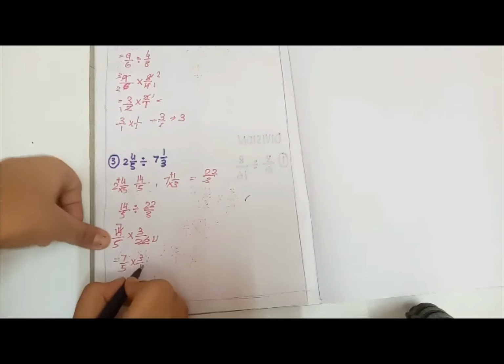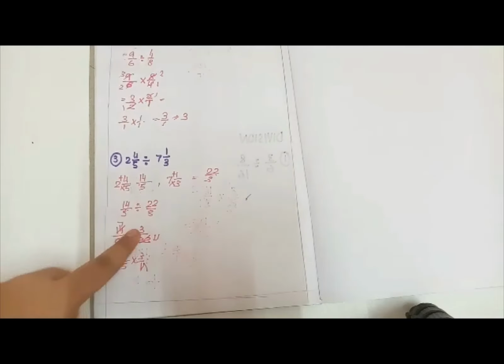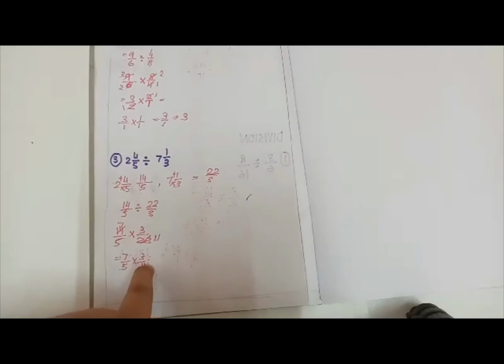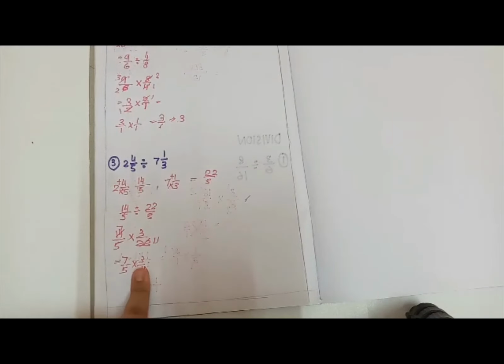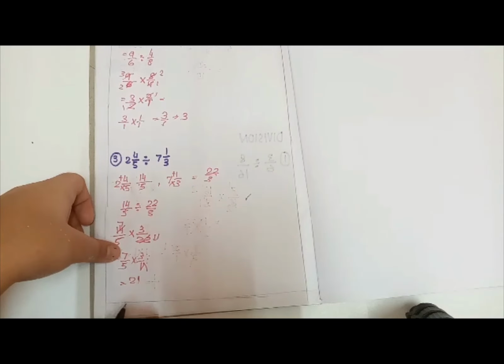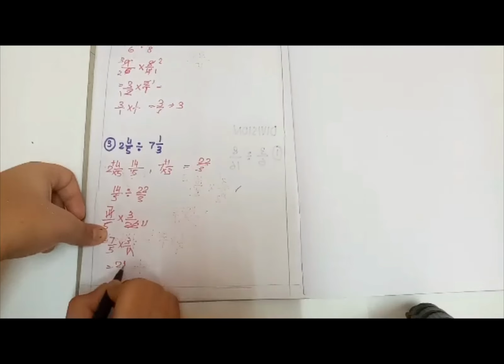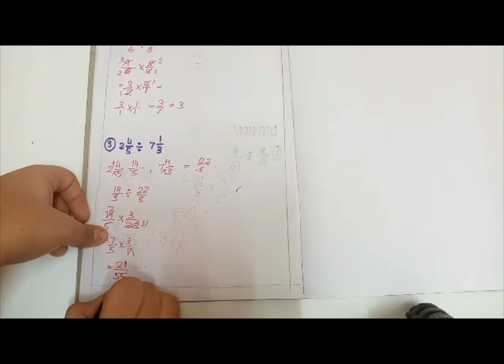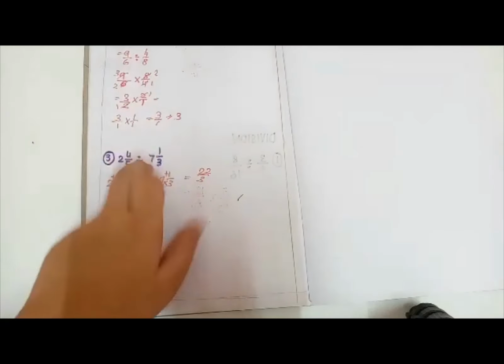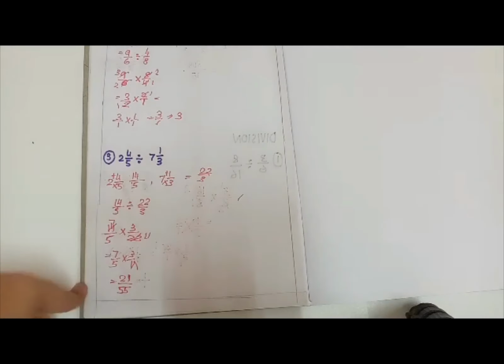So for multiplying the fractions, if we cannot cut anything, at last multiply the numerator with numerator and denominator with denominator. So 7 into 3 is 21 and 5 into 11 is 55. So the answer of 2 4 by 5 divided by 7 1 by 3 is 21 by 55. This was all about multiplication and division of fractions.